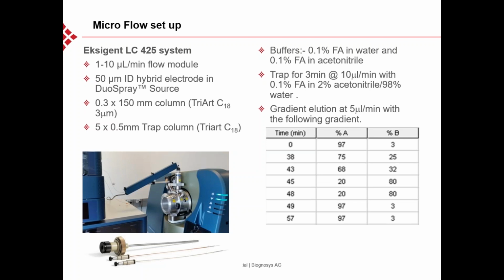The gradient that was used for the SWATH methods we're going to outline here is shown on the right. It was a total runtime of 57 minutes, and the actual gradient part was 45 minutes. And so the run-to-run injection time is nominally 1 hour, so you can usually process up to 24 samples in one day.